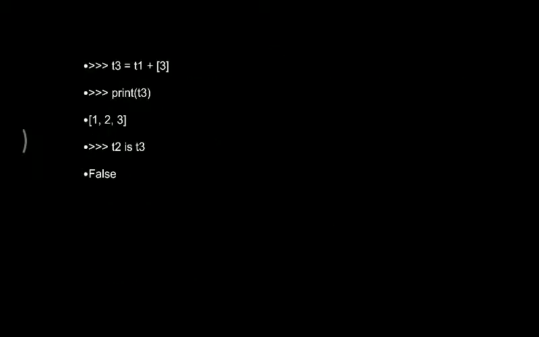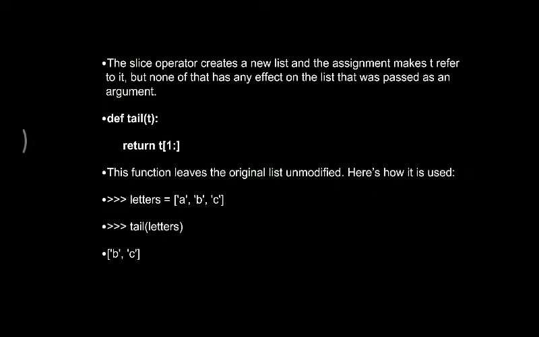Next, what you have to do is T3 equal to T1 plus [3]. Print of T3. It will be updated here as [1, 2, 3]. T2 is T3, which is once again false. The slice operator creates a new list and the assignment makes it refer to it, but none of that has any effect on the list that was passed as an argument.